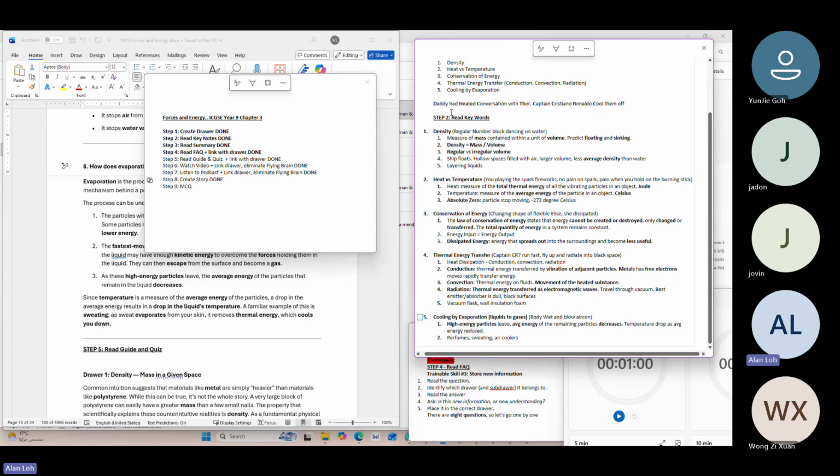And that involved the Captain Cristiano Ronaldo, CCR: conductions, convections, and radiations. And the last drawer is related to cooling them off. So cooling by evaporation. Sweating is one of the processes of evaporation, right?